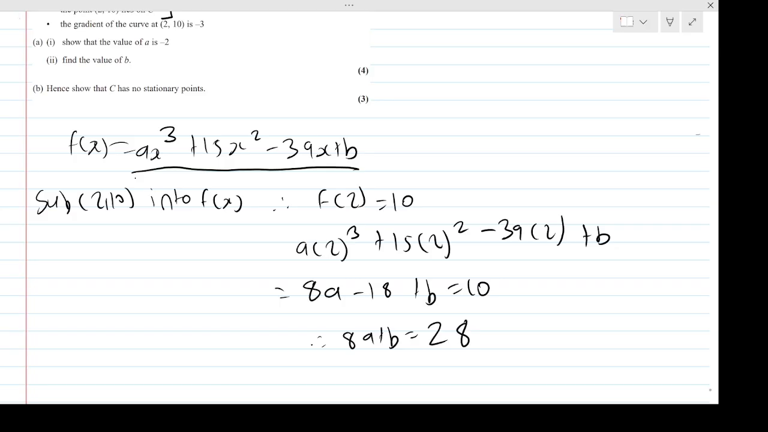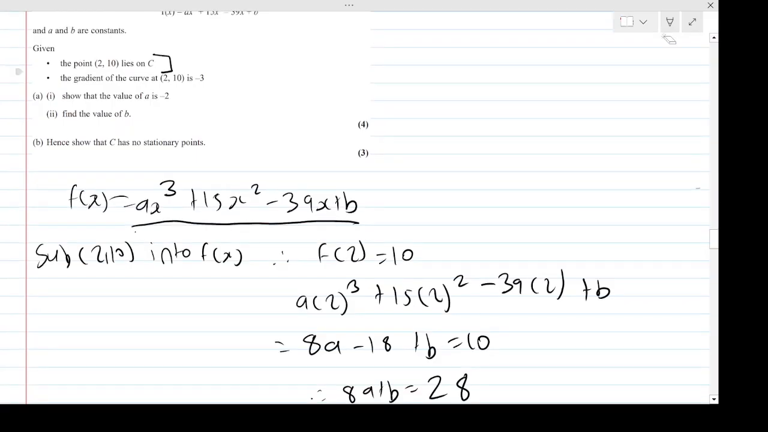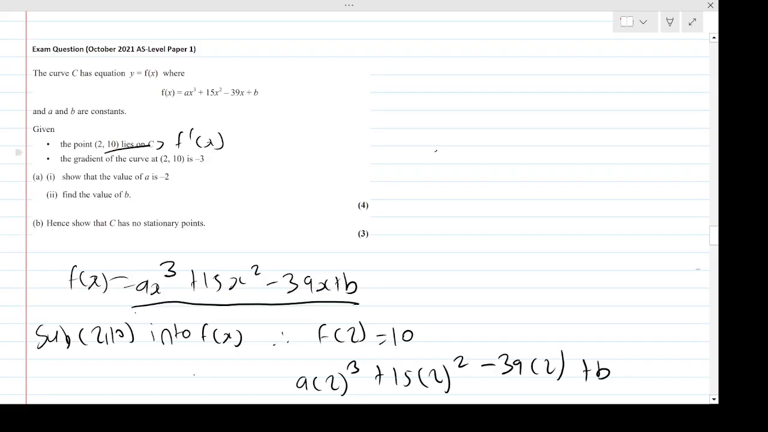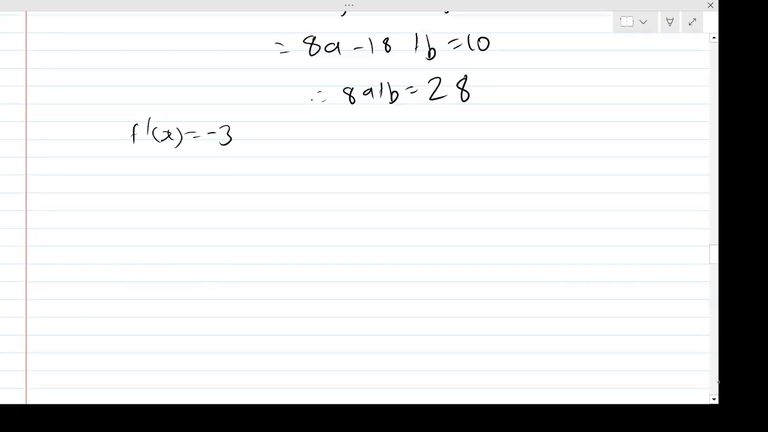Now, I'm also then told that the gradient of the curve at that point is minus 3. So remember, the gradient is f dash of x, right, the derivative. So if the gradient at (2, 10) is minus 3, that means f dash of x is minus 3, particularly when x is at the point (2, 10). So at the point (2, 10), the gradient is minus 3. So that means f dash of 2 for x, right? If x is 2, then the gradient is minus 3.